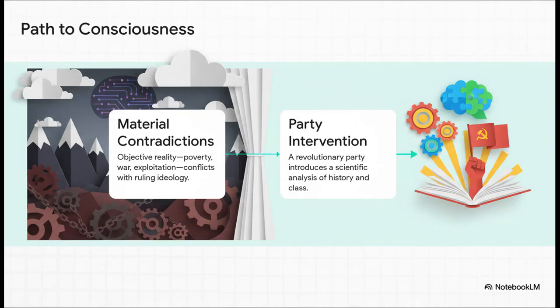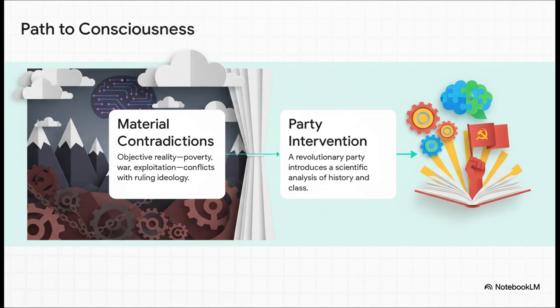Well, the theory argues it's not some kind of slow, spontaneous awakening. It's a two-step process. Step one is when material reality just becomes impossible to ignore. Things like economic crises, austerity, war, deep poverty, they start to clash so violently with the official story that the ideology starts to crack. The propaganda just doesn't line up with what people are experiencing every single day.